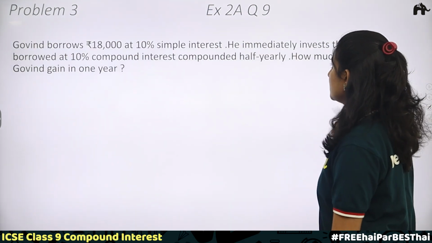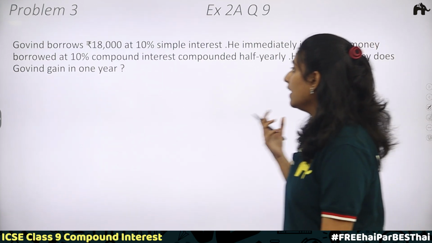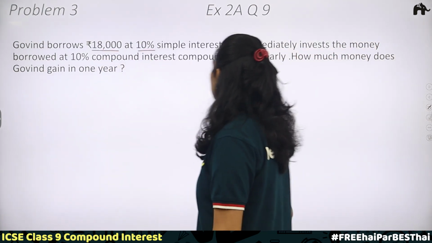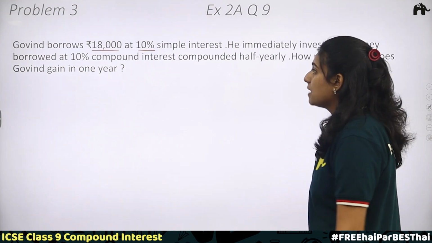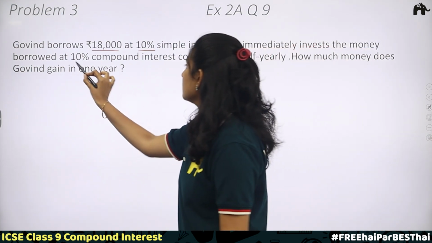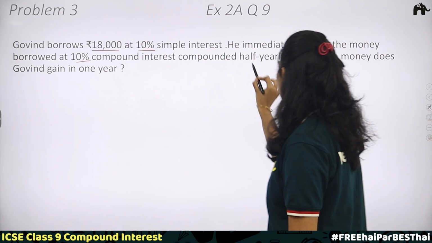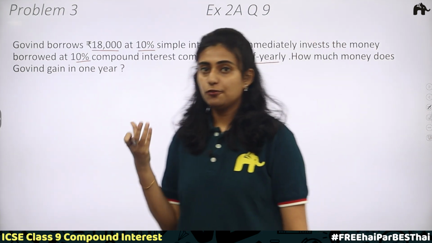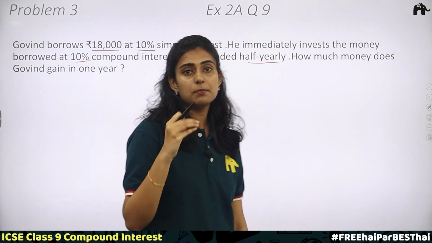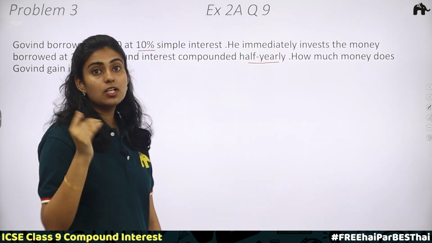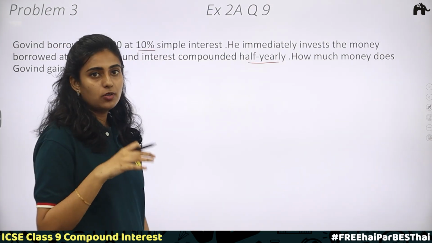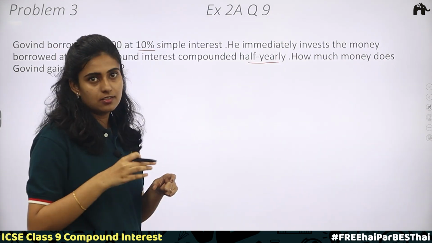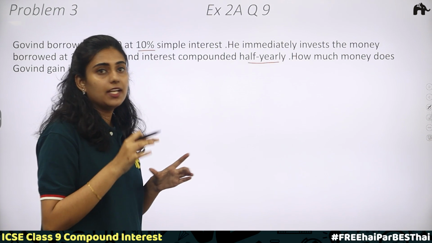Problem number 3, question 9 of exercise 2A. Govind borrows rupees 18,000 at 10% simple interest. He immediately invests the money borrowed at 10% compound interest compounded half yearly. How much money does Govind gain in 1 year? To find his gain, we have to subtract the simple interest from the compound interest. After finding compound interest at the end of 1 year, you have to subtract the simple interest which we have obtained and you will be getting his gain.